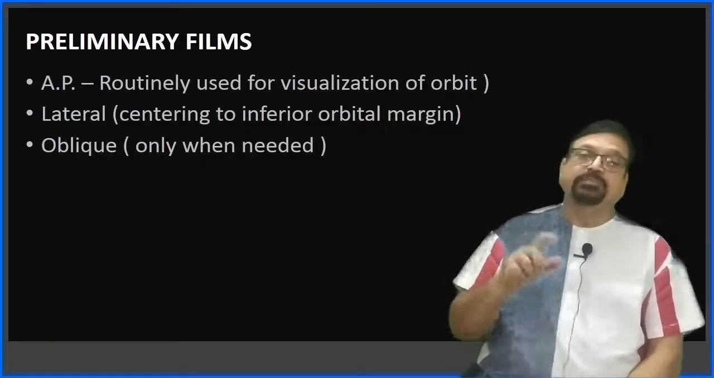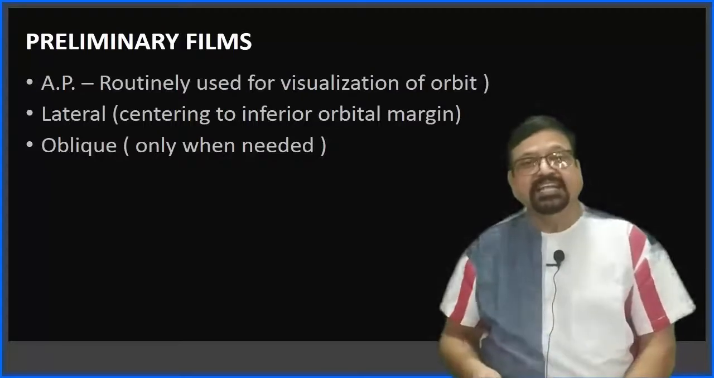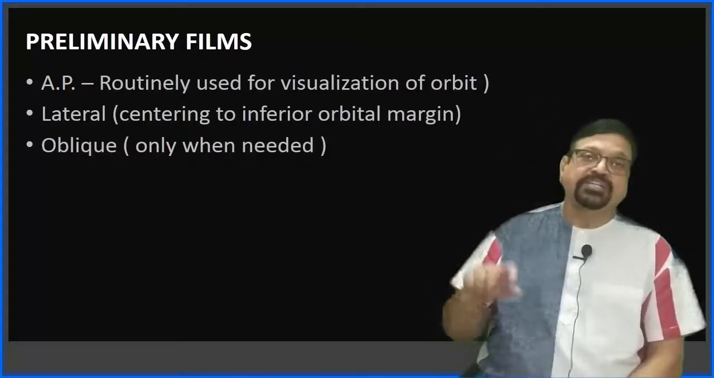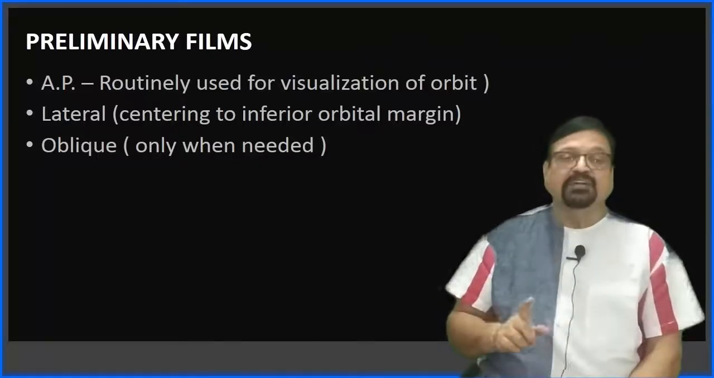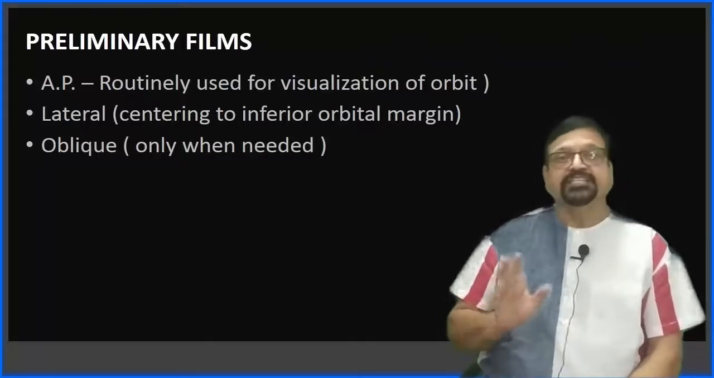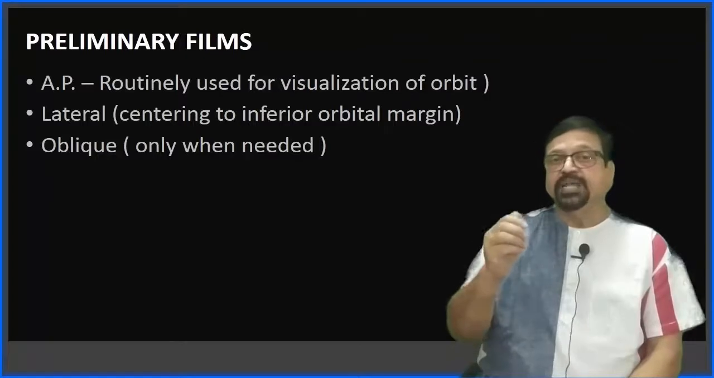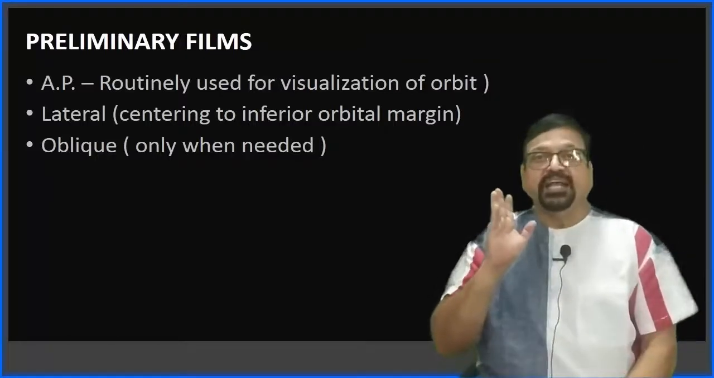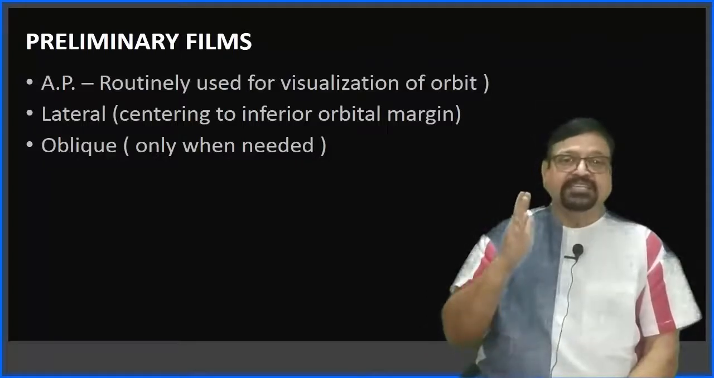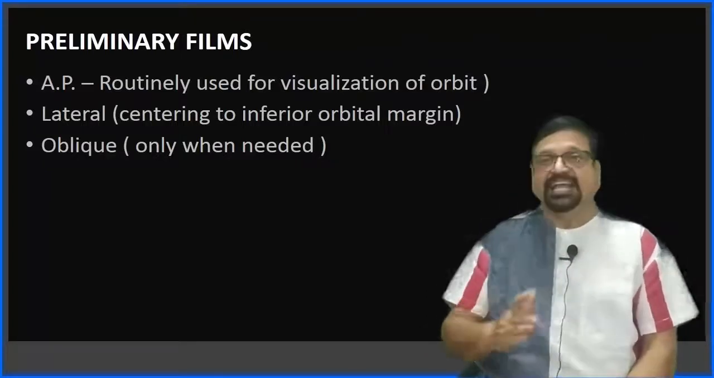So here what we prefer is, you take the plain X-ray in Caldwell's or reverse Waters and find out where the petrous is. If the petrous is obscuring the orbit, then you will have to modify the angulations. You have to go for an oblique film. So the AP scout film is extremely important to design the angle.